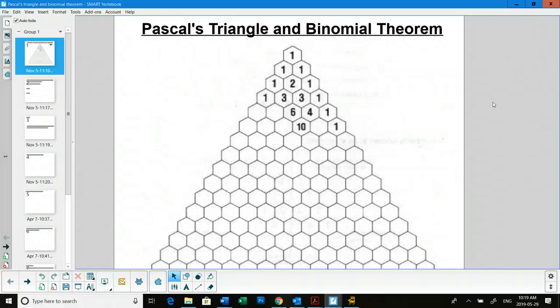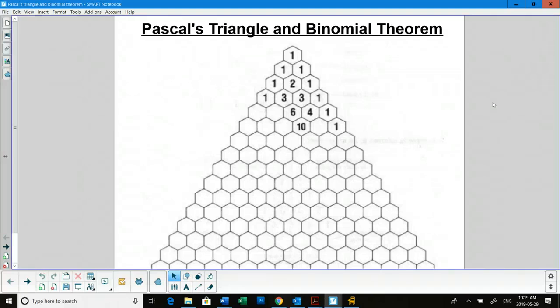Okay, so yesterday we took some time to fill out Pascal's triangle. Can you guys tell me some patterns that you noticed in Pascal's triangle?